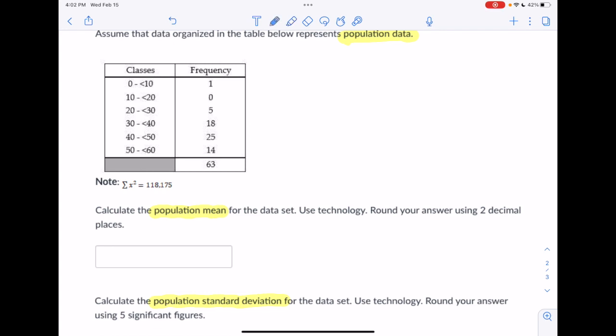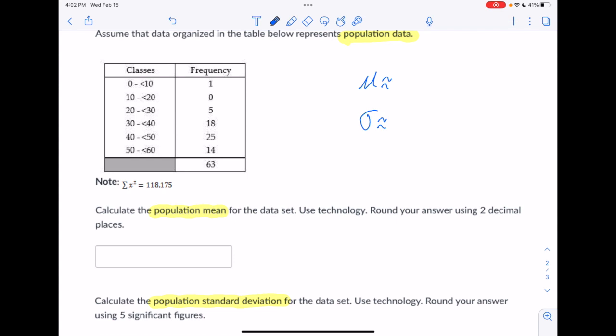So what does that mean? That means that we're after mu for the mean and sigma for the population standard deviation. And I assume we're probably going to round those. If it turns out we get exact numbers, we can always change those to approximately equals. And then how are we going to go about doing that? Well, we want to use the calculator to its full potential.